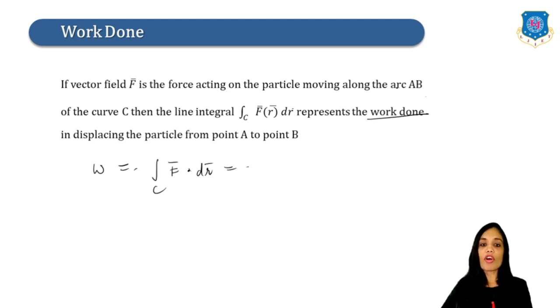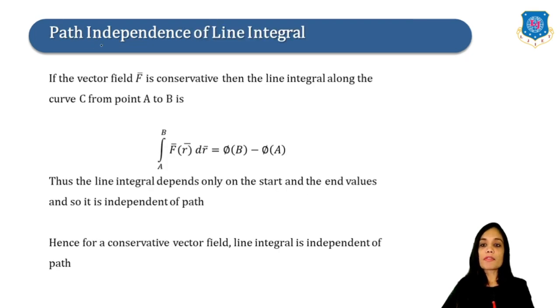But C is a what? Arc AB, right? So we can take the integral from A to B of f bar dot dr bar. So work done is the same as what? The line integral.